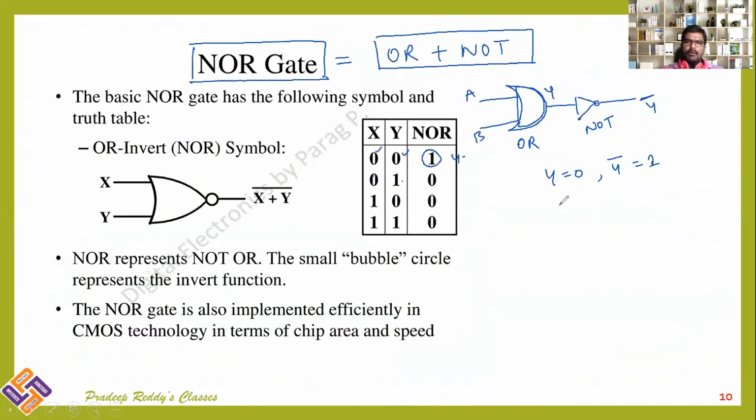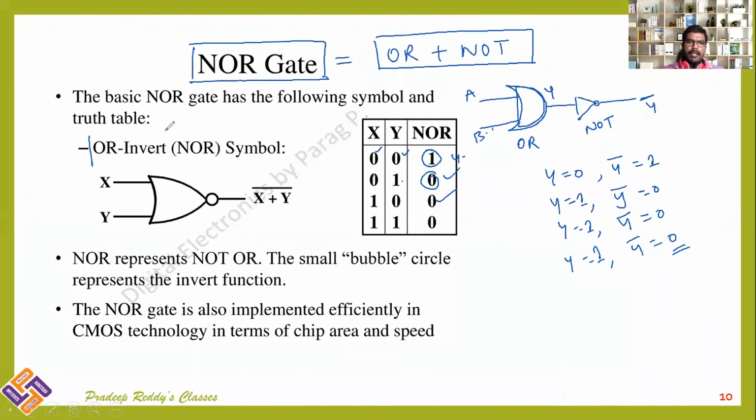0 and 1, Y will be equal to 1, Y complement will be equal to 0. That's the reason why it is 0. And 1 0, Y will be equal to 1 and Y complement will be equal to 0. That will be 0 here. Next 1 and 1, you are providing 1 and 1. Y is 1 and its complement will be equal to 0. Right? So NOR gate is complement of OR gate.